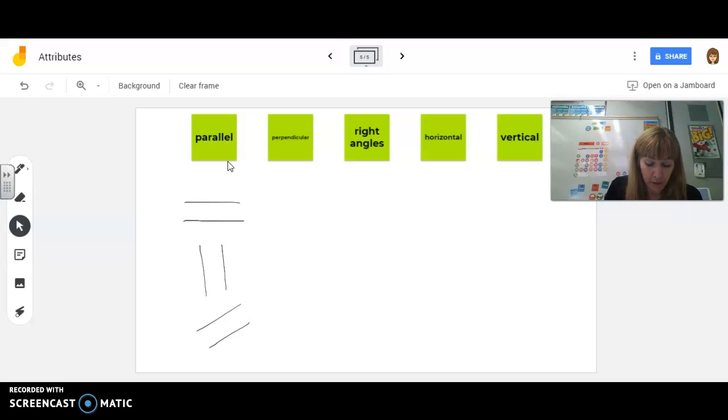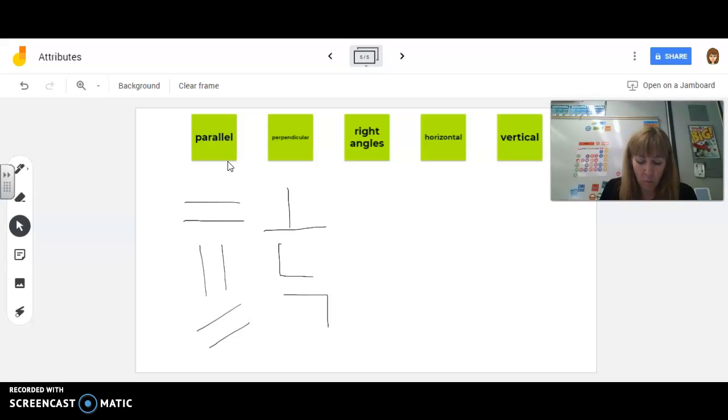Okay, perpendicular means lines that are separated by a 90-degree angle. So that means that one line is going straight up and down and the other line is going sideways. So it could look like a letter T, it could look like a corner, like an L, it could look like a corner going that way too. But one line is going in one direction and the other line is going in the opposite direction.